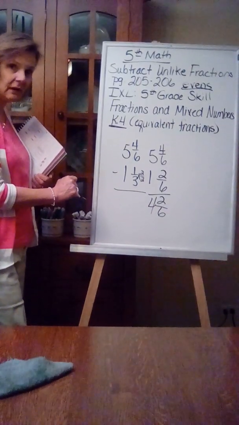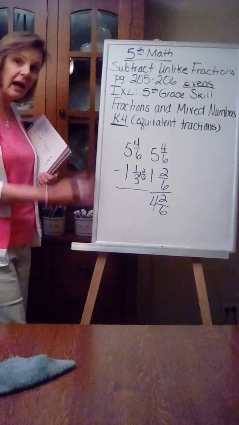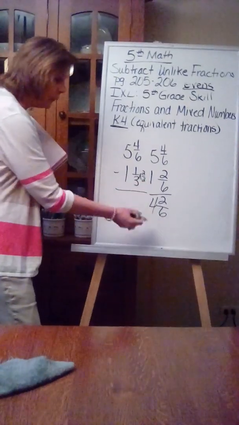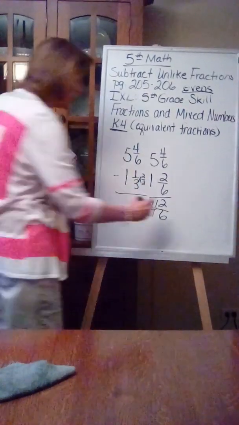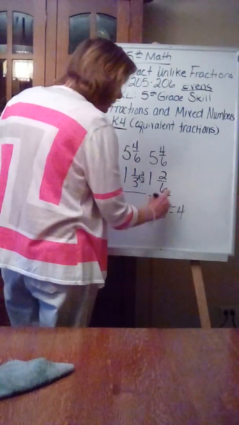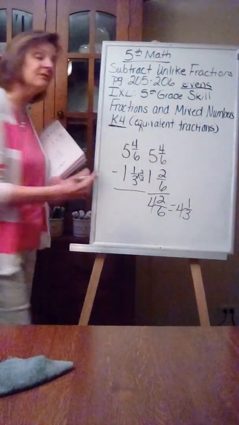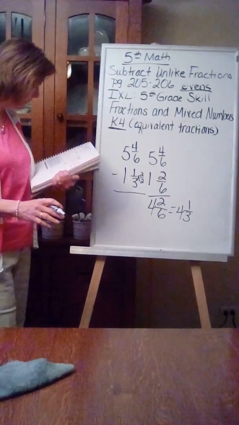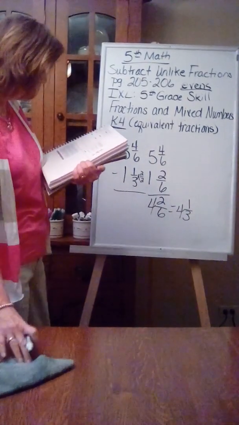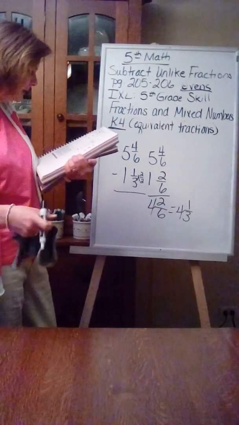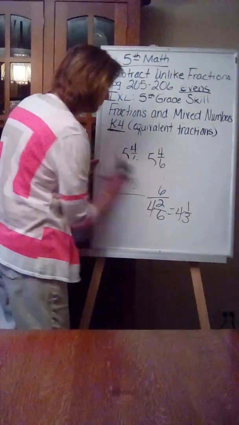Do I need to do something else? I do. I've got to get it to lowest terms. And I know that these are both even numbers, so I'm going to divide these by 2. 2 divided by 2 is 1, 6 divided by 2 is 3. My final answer is 4 1/3. All right, that was 9. Let's look at 11.